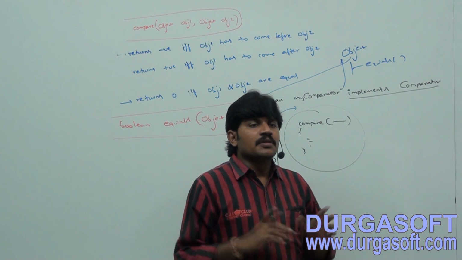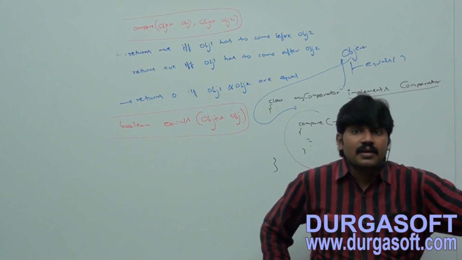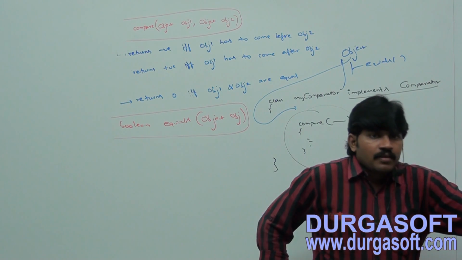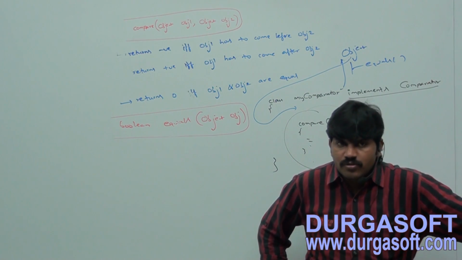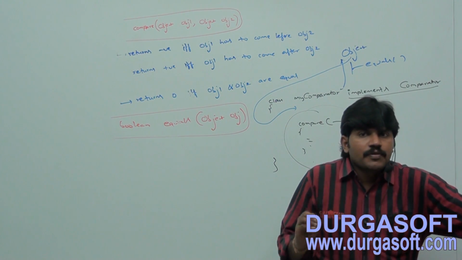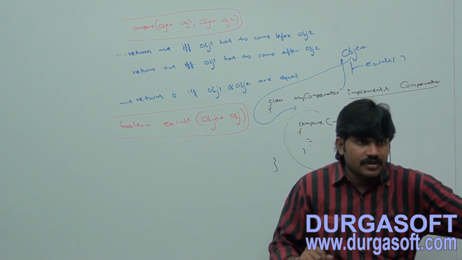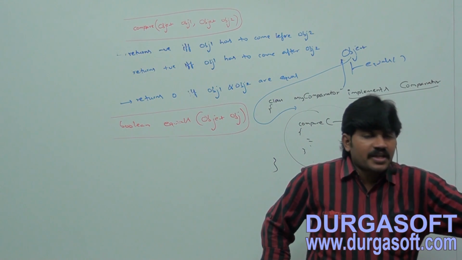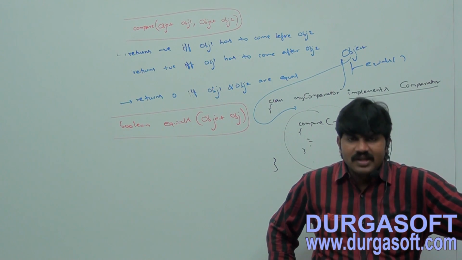Okay, so can you tell when we should go for comparator and comparable? What is the difference? If you want a default natural sorting order, then we should go for what? Comparable. If you want customized sorting, then we should go for what? Comparator. Observe the difference. Comparable is present in which package? java.lang. Comparator is present in java.util.